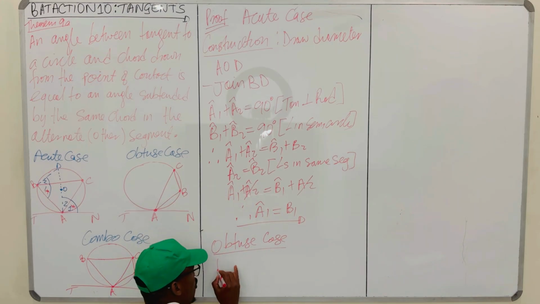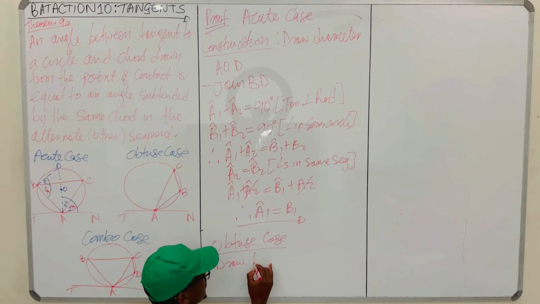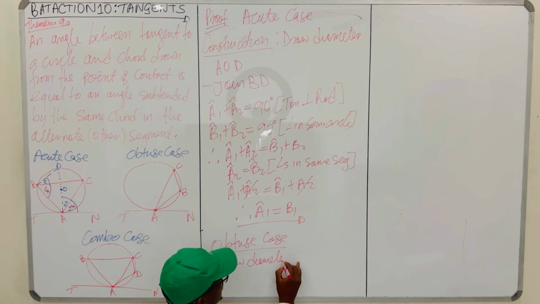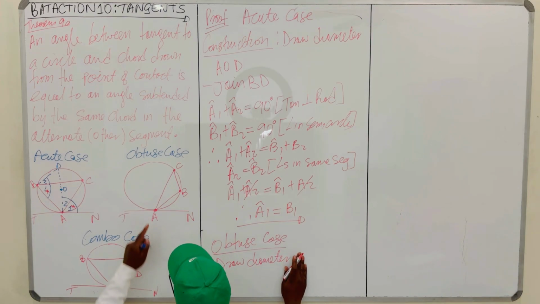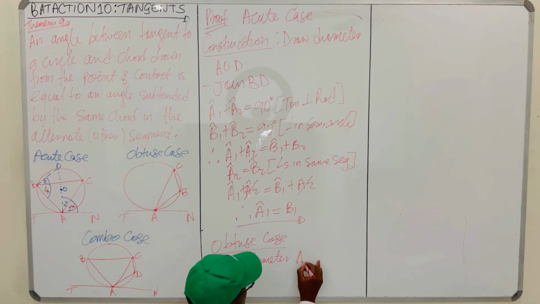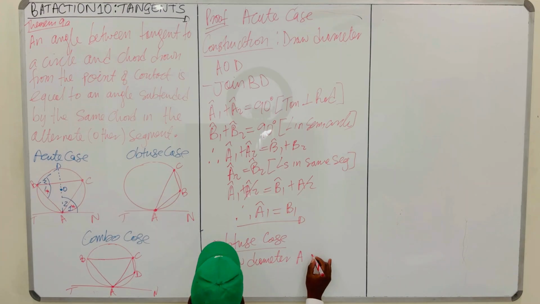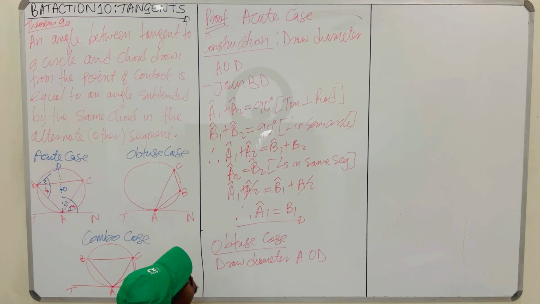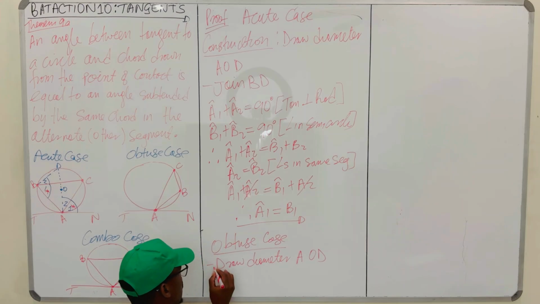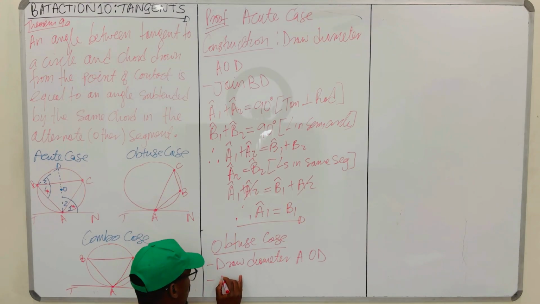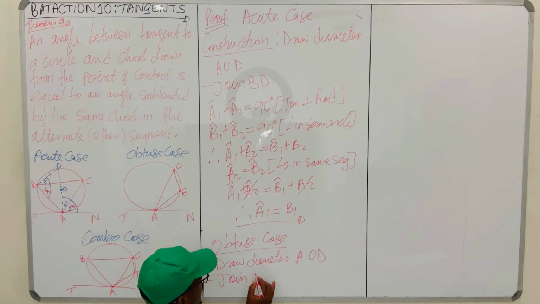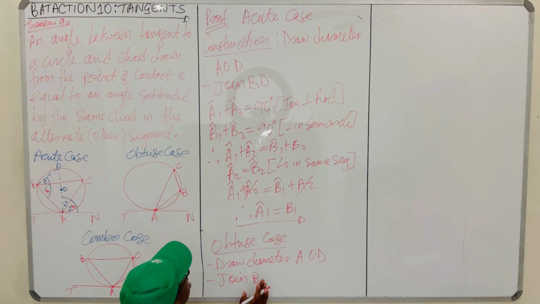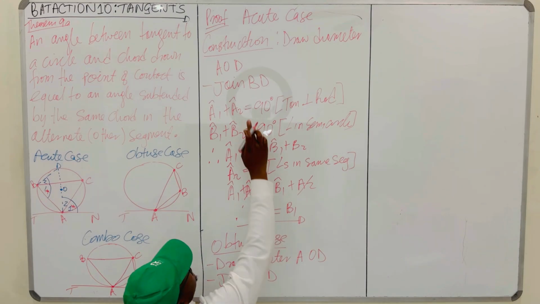What are we saying? I'm going to say draw what? Diameter. A, we're here now. A, O, D. Right? Yes. We draw this diameter. What else? And then we join BD, sorry. Draw BD, like we did there.